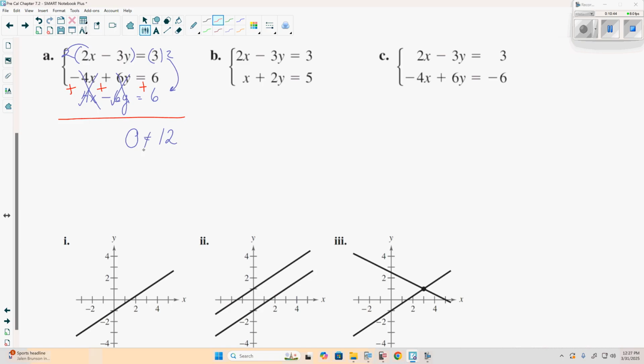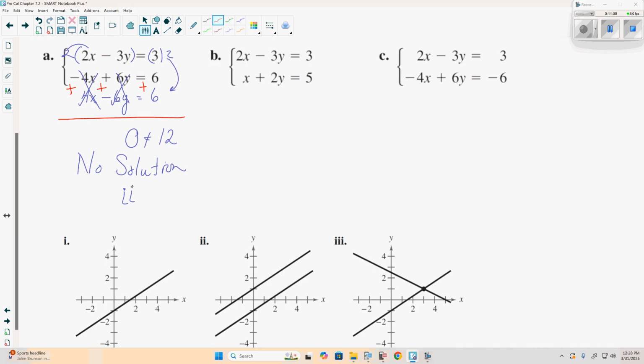So that means our solution is no solution. There is no point of intersection, which means that this is graph II. It's the only one that doesn't have a solution. There are no points of intersection.